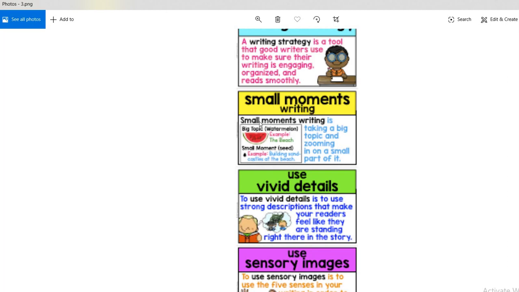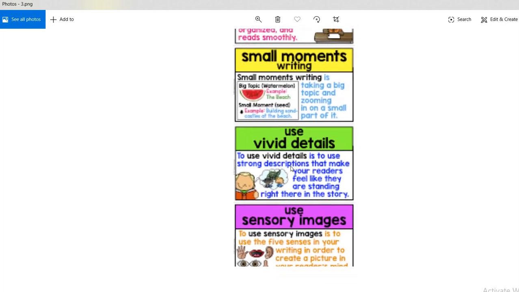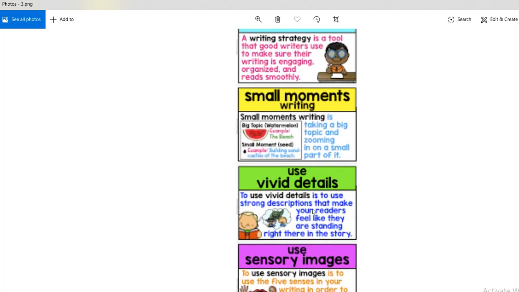Small moments writing. Small moments writing is taking a big topic and zooming in on a small part of it. So we have a big topic, we have a small topic, and we need to engage them together. Use vivid details, as we saw in the video. The writer used vivid details when he described the girl's legs as noodles. This is a vivid detail. This is a vivid description. You could use vivid details as well.